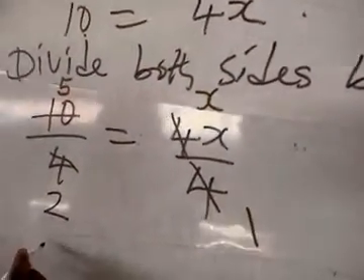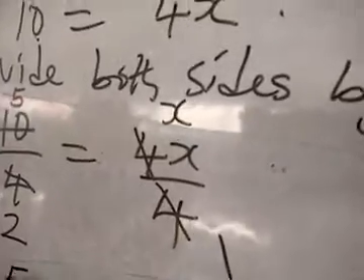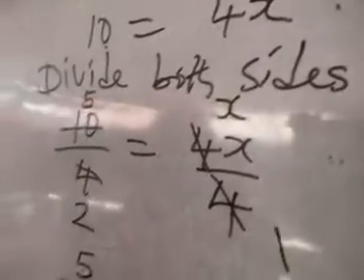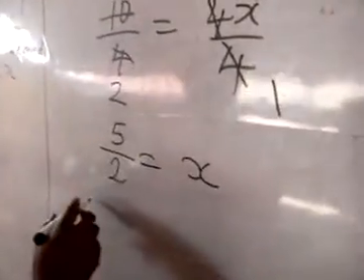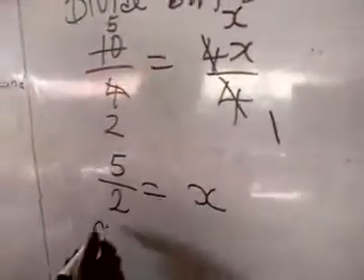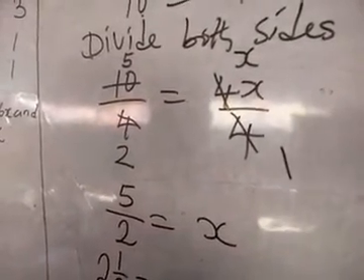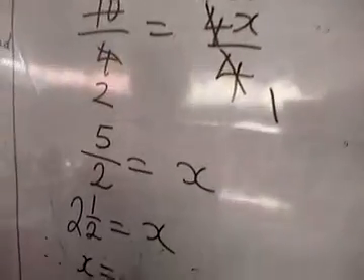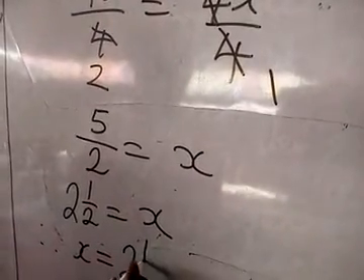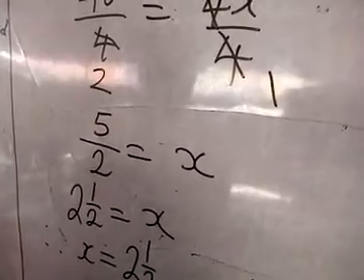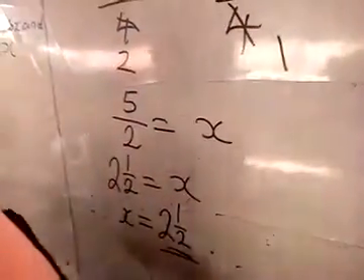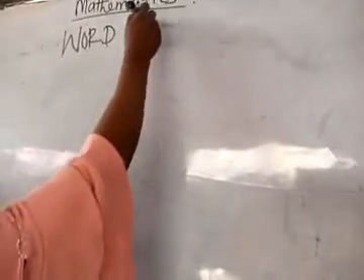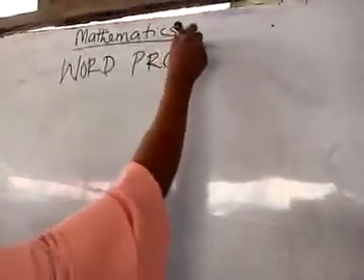So now what we have will be 5 over 2 is equal to x. 2 divides 5 to give 2 whole number 1 over 2 is equal to x. So therefore x is equal to 2 whole number 1 over 2. So we have come to the end of this equation containing fractions. It's already a work done.